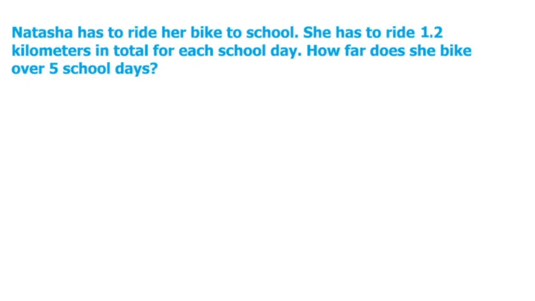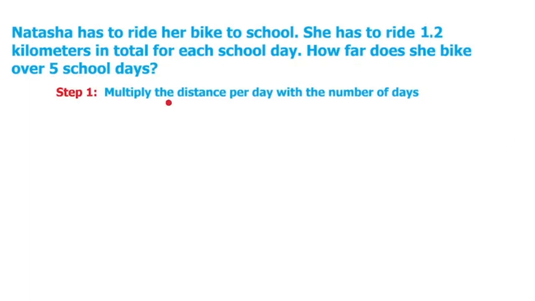So first thing to do is not to panic and just to try to figure out what the words are saying to us. So she's going to ride her bike for 5 days total, and we need to figure out how many kilometers that is. Well, she rides her bike 1.2 kilometers in one day, so we just need to find out how much that is for 5 days. So multiply the distance per day with the number of days, and that'll give you the answer. So here we have 1.2 times 5.